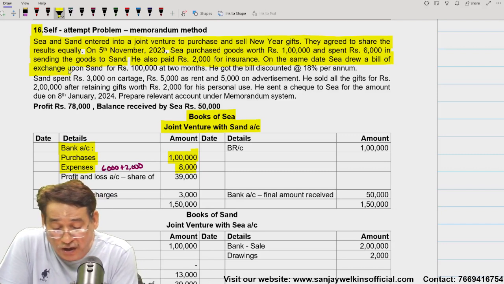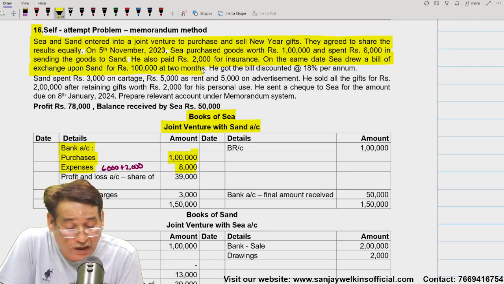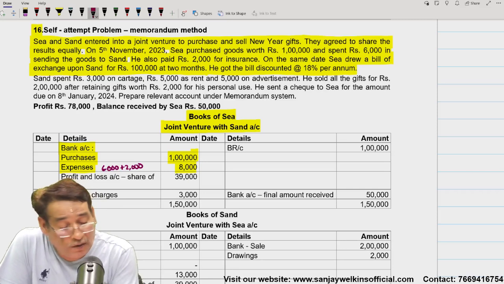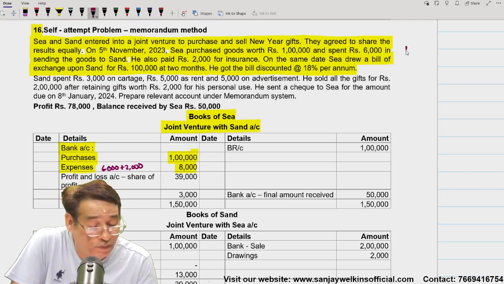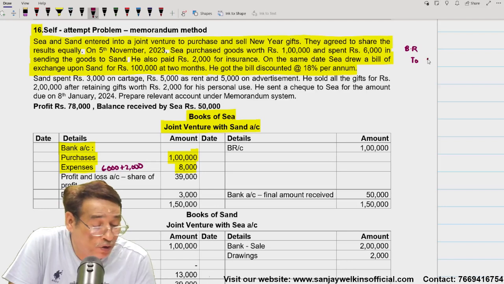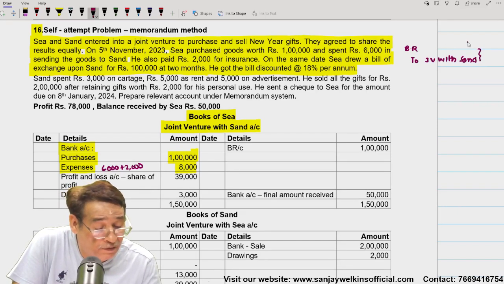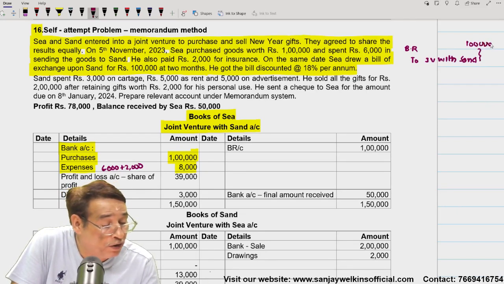Further, it is given in the question that on the same date, C drew a bill of exchange upon S for rupees 1 lakh at 2 months. And he got the bill discounted at the rate of 18% per annum. Now, because the bill has been drawn by C, C will write the entry: BR account debit to joint venture with S account, or simply by S account you can write. And this entry will be with the amount of the bill, that is equal to 1 lakh.